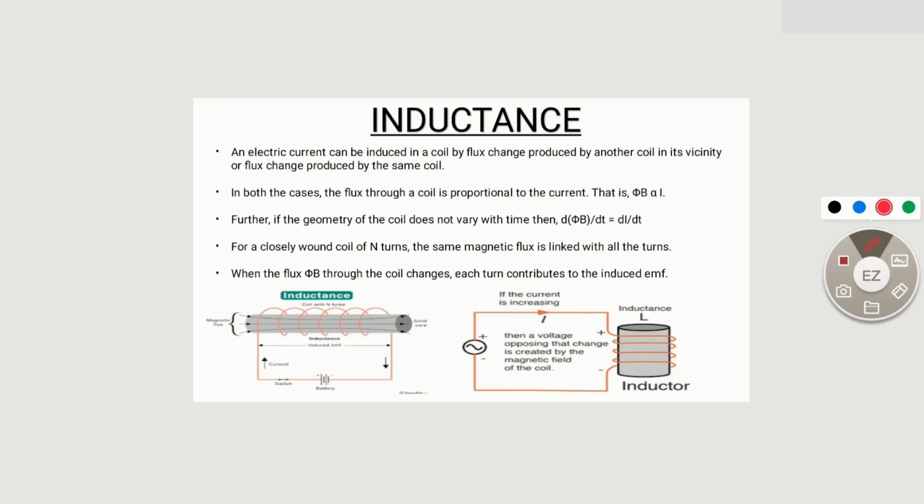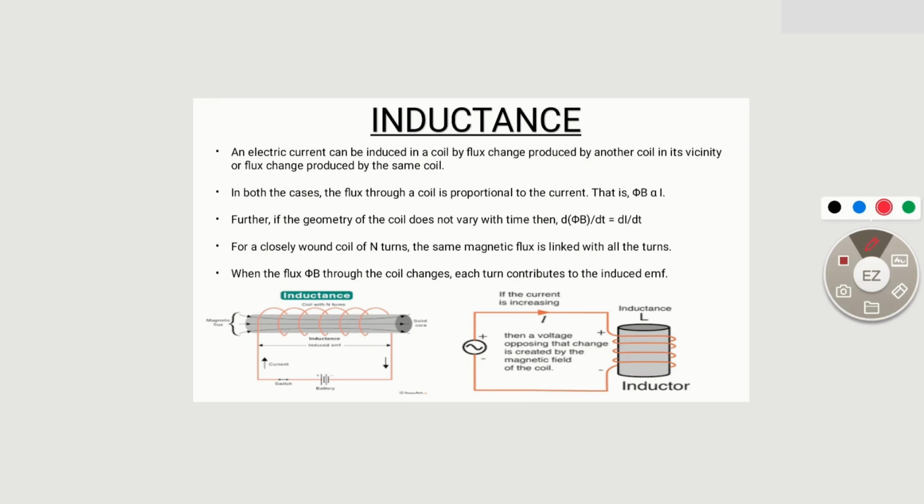But instead of using a magnet, can we use an electromagnet for the same process? An electric current can be induced in a coil if the flux change is produced by another coil in its vicinity, by the use of simple electric current or the use of an electromagnet.